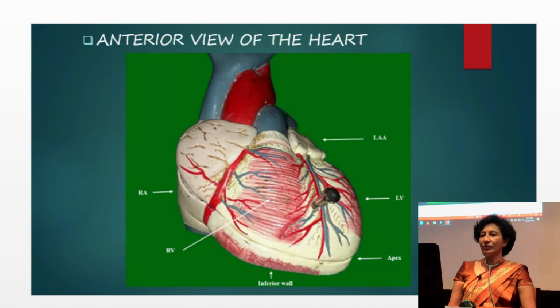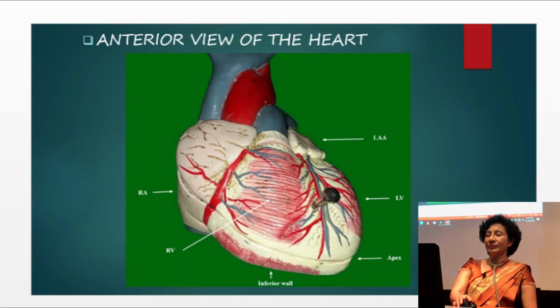This diagram shows the anterior view of the heart. Once the midline sternotomy is done and the thoracic cavity is laid open, this is the view you can see. This is the base of the heart. This is the lateral border of the heart. This is the inferior wall of the heart, and this is the right border of the heart.